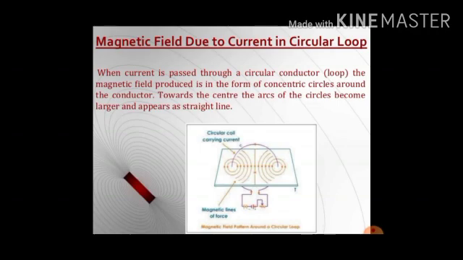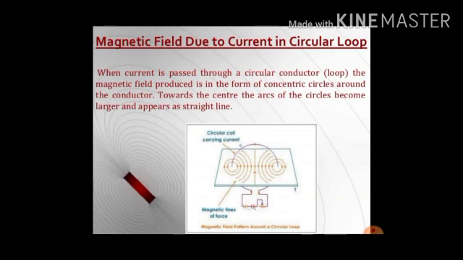Now you can see a particular pattern aligned here on the cardboard. The iron filings will align themselves in a particular pattern, and these are certain concentric circles around these 2 points where the coil is inserted in the cardboard. So at every point of a current carrying circular loop, the concentric circles representing the magnetic field around it become larger and larger as we move away from the wire.